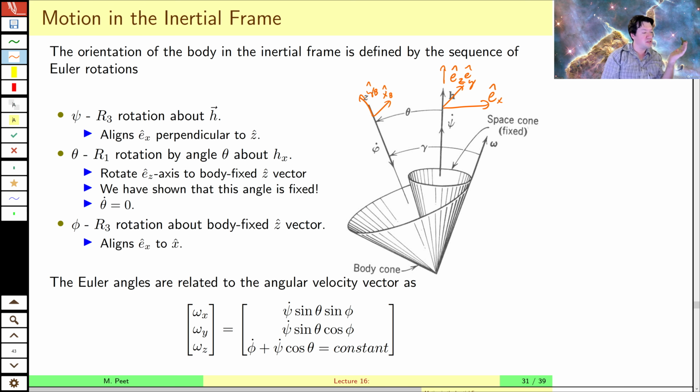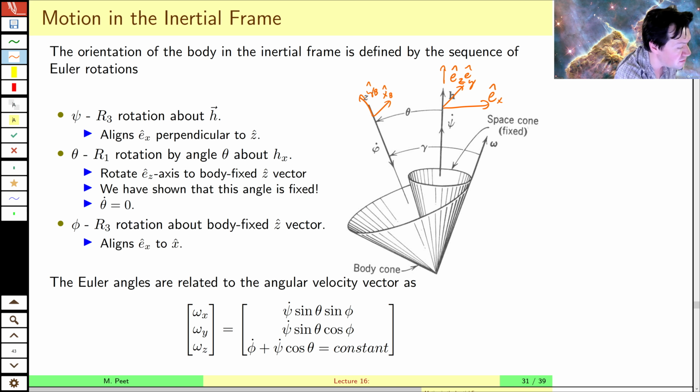So the Euler rotations are a 3-1-3 rotation, which allows you to get from the inertial coordinate system to the body fixed coordinate system. And there's 3 of them. So it's a way of lining up these coordinate systems, and it corresponds to these cones that we see here.